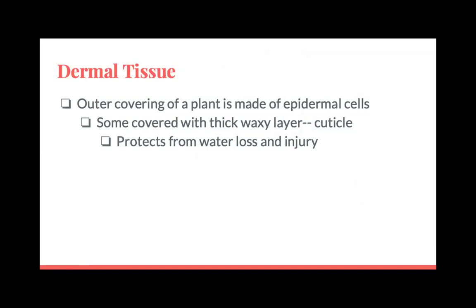I'm not going to read this one to you. I think this one's pretty straightforward, what dermal tissue does. Any questions on that? We talked about this yesterday kind of with the evergreens. We talked about the waxy cuticle. We talked about how they're thicker so that it's not as easy for water to escape. Okay, any questions on this?